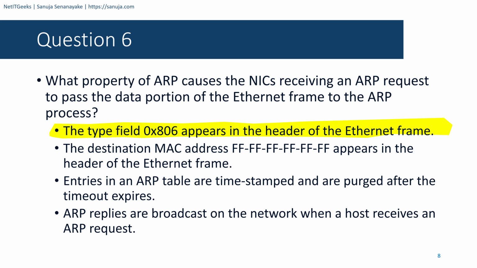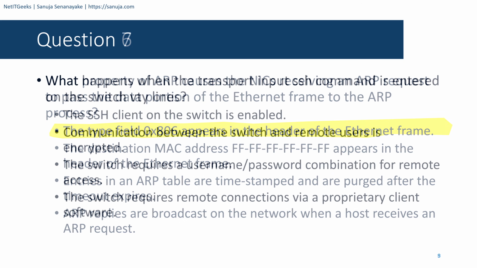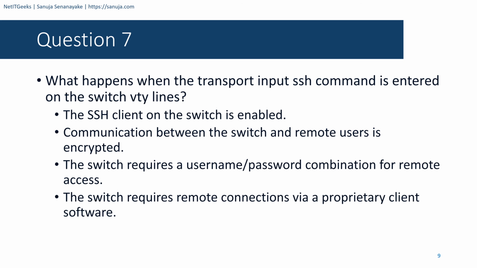So the answer to this question is the type field 0x806 appears in the header of the Ethernet frame. That is the answer. And why is this the answer? Go back to your ARP notes and check them, then you will understand why. And if you couldn't get it, check my YouTube videos that I have already posted on CCNA 1 lectures. It's a tricky, difficult question if you don't understand how ARP works.